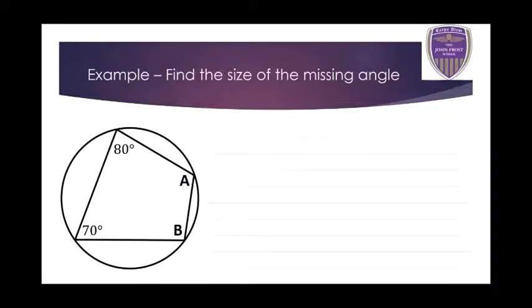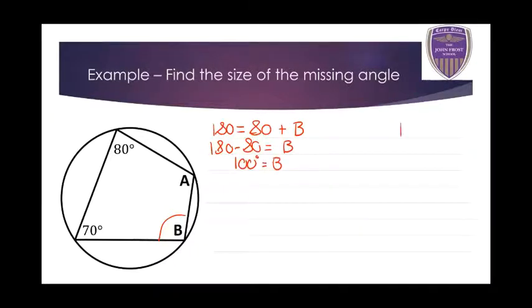So, first one, we need to find the sizes of the missing angles A and B. So let's start by looking at angle B. Well, I know that 80 plus angle B has to equal 180, because I know that opposite angles add up to 180. So 180 is equal to 80 plus B. 180 take away 80 is equal to B. So 100 degrees equals B, or B is equal to 100 degrees.